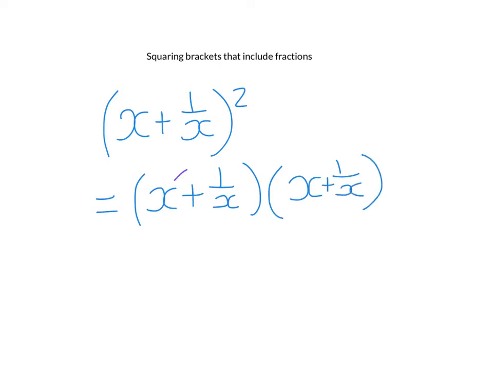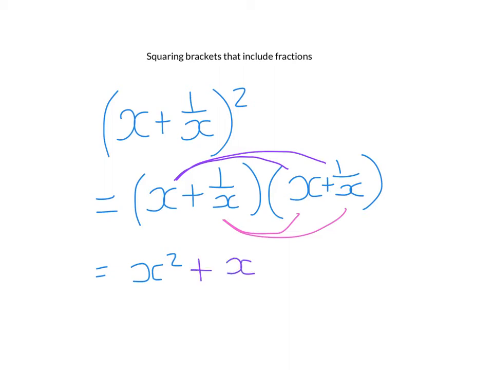And when I'm multiplying out brackets, I take the x first, and I multiply by everything. Then I take the 1 over x, and I multiply by everything. So x times x is going to give me x squared. And now I'm doing x times 1 over x. That's going to be looking like this.